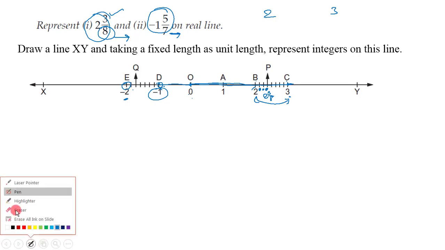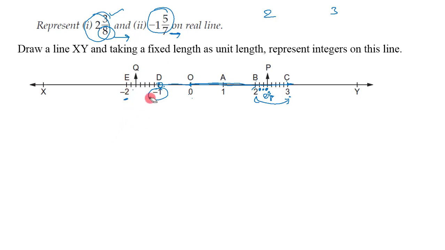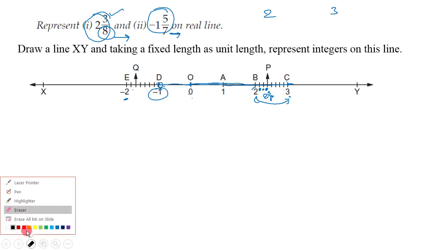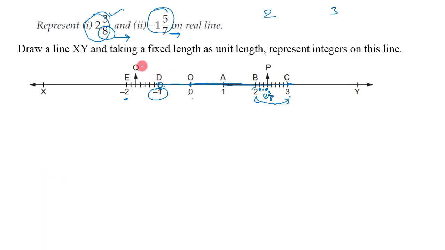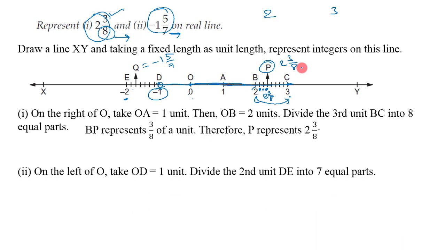Then we count the parts: 1, 2, 3, 4, 5, 6. This fifth part is Q, which represents minus 1 whole 5 by 7. This P represents 2 whole 3 by 8. So depending upon the denominator we need to divide. Okay. Now let us see the next concept.